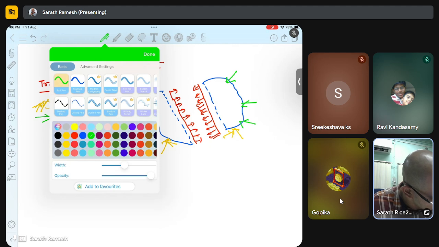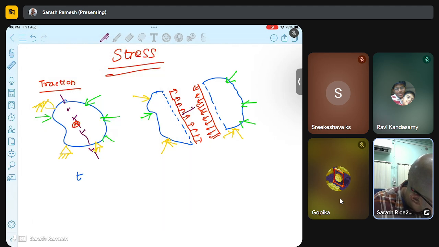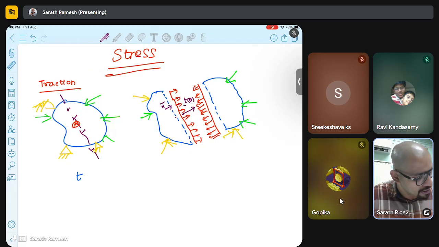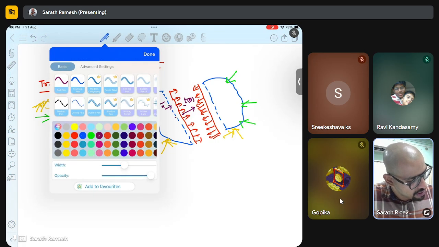Some t of n, where n is the normal of this plane. This n is the outward normal of that plane. Traction vector along n. So t of n.